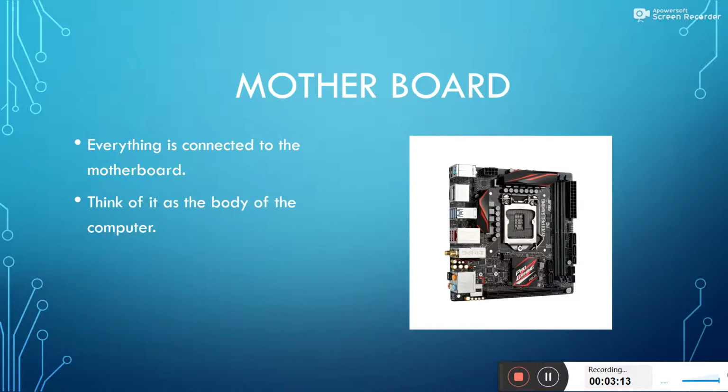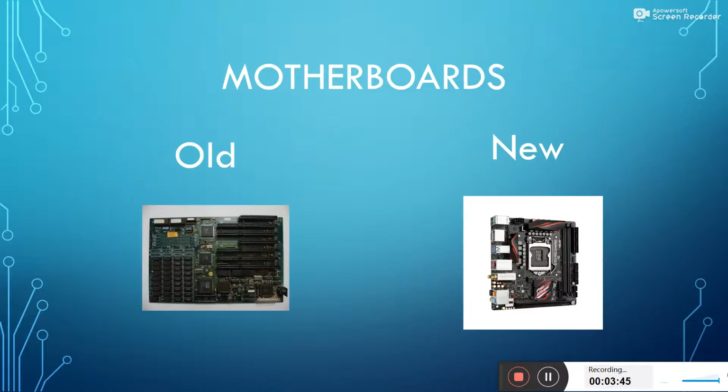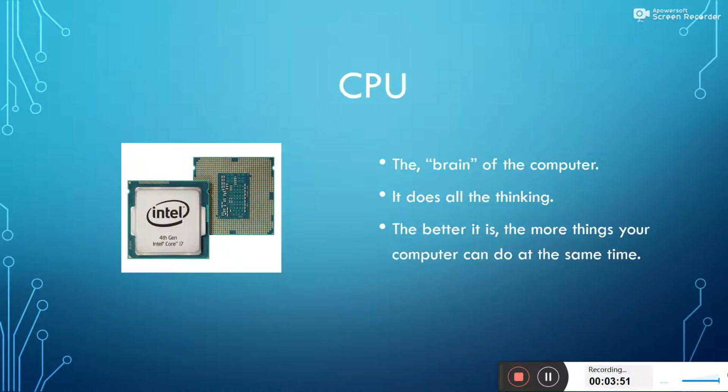The motherboard. So this picture right here is what a motherboard looks like. They might look quite different. A lot of the times, the older ones are green in color. Basically, a motherboard is what everything connects to. If you're thinking of a computer like a person, the motherboard would be like the body. Your arms and your legs and your head are connected to your torso, the middle of your body. So think of that as your motherboard. Old ones look like the one on the left, new ones look like the one on the right.